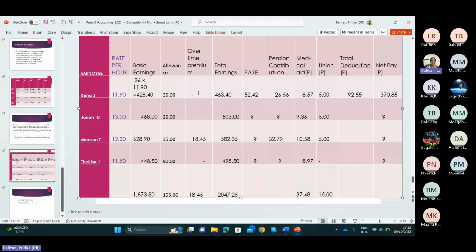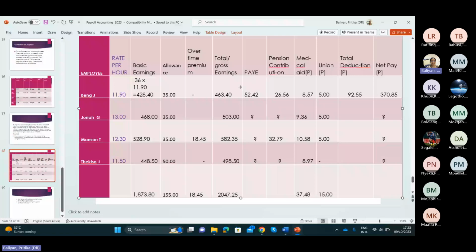So in the absence of bonus and commission or interest, now we add the total earnings, also known as gross earnings. Basic pay plus allowance makes the total gross earning, which is 463 pula and 40 thebe.